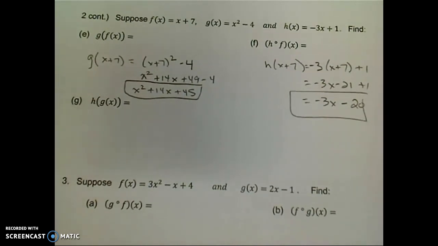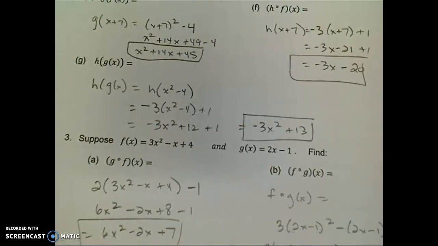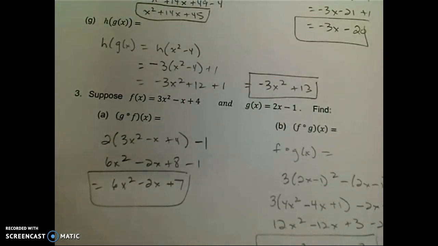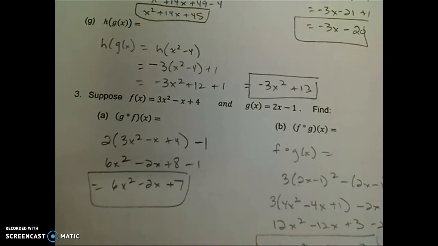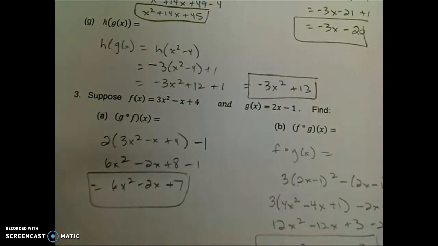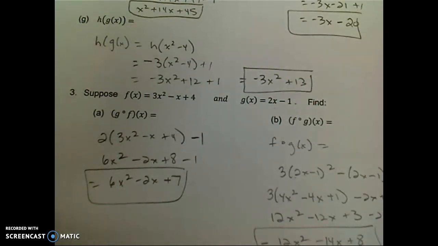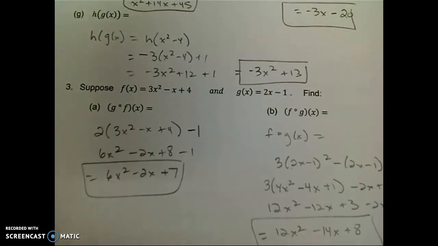One last one. Go ahead and give 2g and then 3a and b a try and come back and we'll check your work. All right, so let's check your answers for 2g, which is h of g of x. So we take the g of x and put it into the h function, negative 3 times the quantity x squared minus 4 plus 1, with the distributive property negative 3x squared plus 12 plus 1, and that gives us negative 3x squared plus 13.